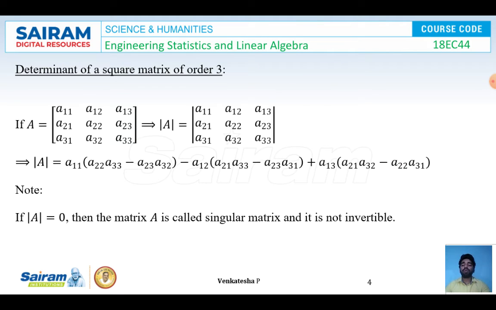Now a small note on determinants. If det of the matrix A is equal to 0, then the matrix A is called a singular matrix and its inverse will not exist.